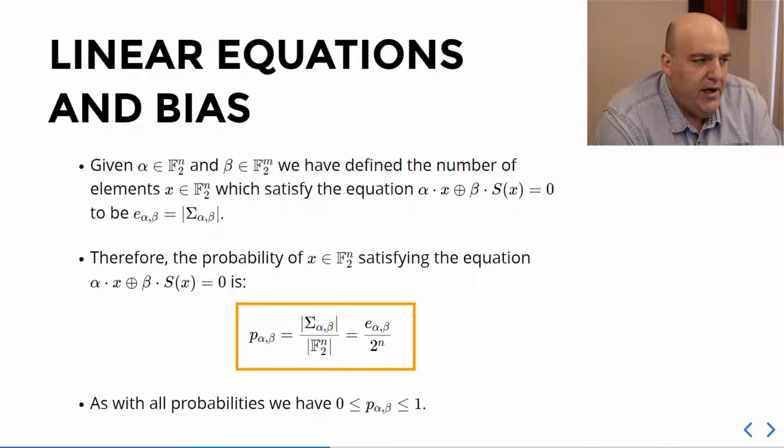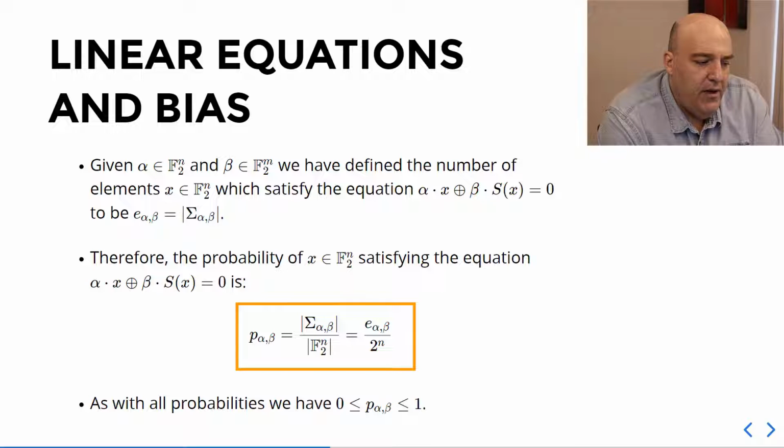We can talk about the bias of a linear equation being true or not. Let's first talk about the probability of a linear equation being true. So let's fix our masks, alpha and beta, and then look at our main equation, alpha dot x plus beta dot S of x equal to 0. The number of solutions to that, recall, we've defined as E alpha beta. It's the cardinality of the solution set, sigma alpha beta. So what's the probability that an element of F2^n satisfies our equation? Well, it's the cardinality of the subset of solutions divided by the cardinality of the entire set, which is E alpha beta over 2 to the n.